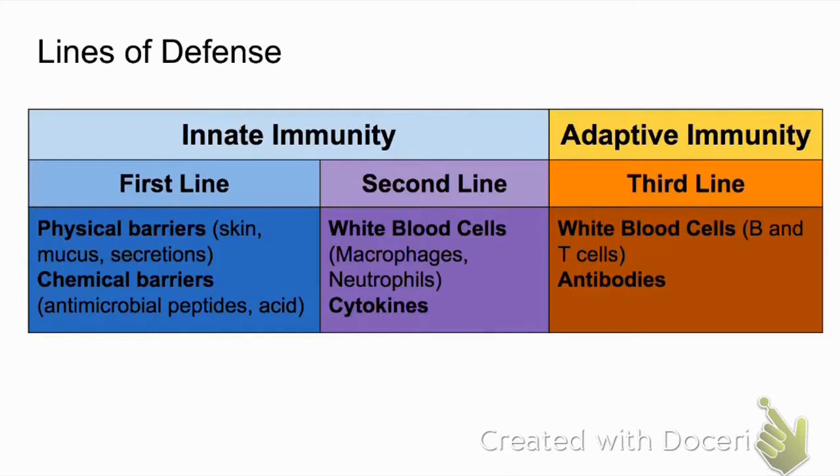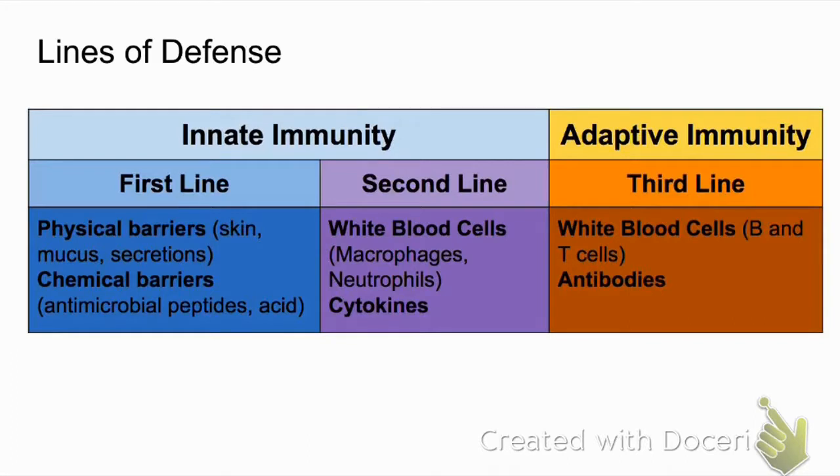Now, though the immune system works together, we can oftentimes break it down into what we call the first, second, and third lines of defense. The first and second lines make up what we call the innate immune system, whereas the third line makes up what we call the adaptive immune response.